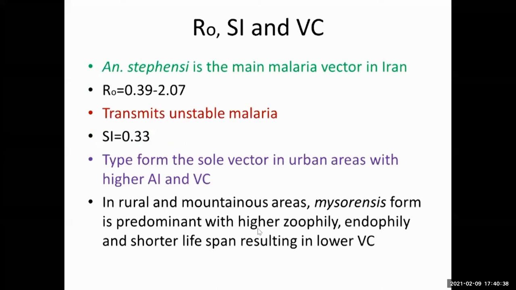We measured the R-naught of this species in Iran from 0.4 to 2. However, the stability index is less than 0.5, indicating a sort of unstable malaria transmission by this species. Yet, this is the main vector species in the country. Here again, we can see that the type biological form is different because of its higher anthropophilic index. It tends to have a higher R-naught and vectorial capacity compared to the Mysoriensis form.